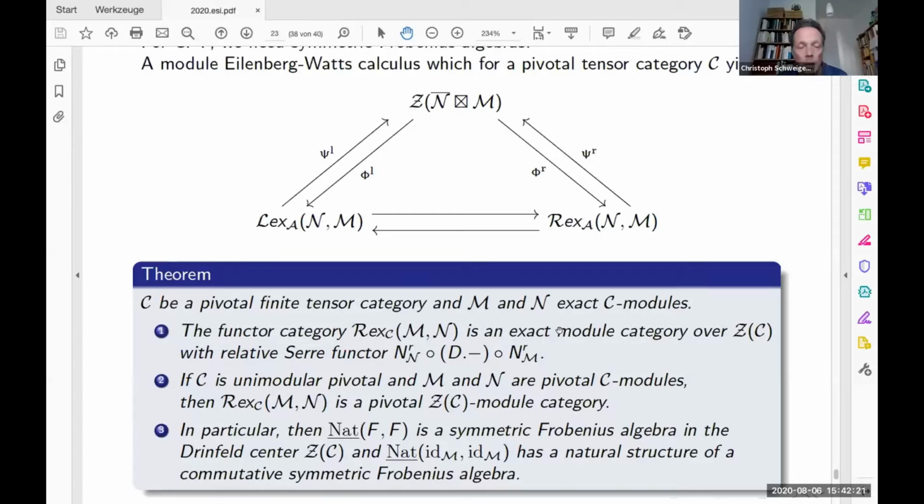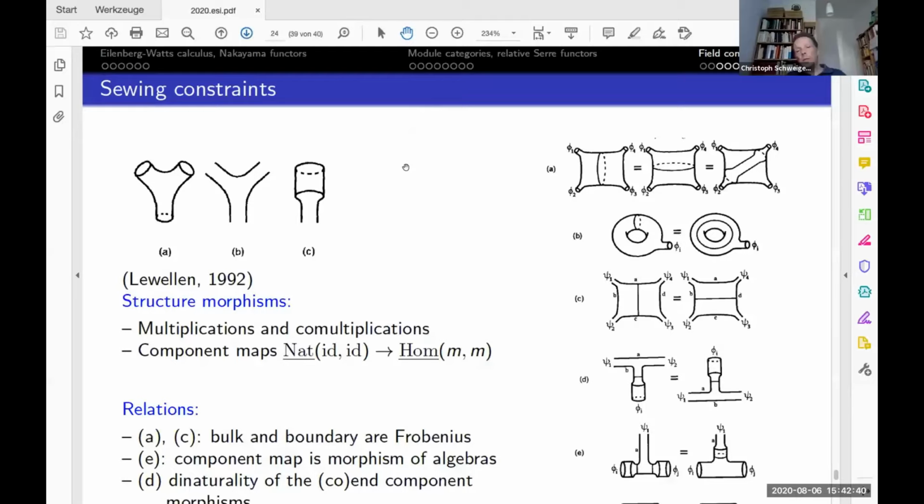And once you get used to these categorical tools, the construction, in my opinion, also becomes more transparent. Okay, so now let's go back to the 92 paper of Lewellen. All these drawings are stolen from Lewellen's paper. Lewellen says that if you want to construct open-closed correlators, and he has a single boundary condition, but that's a minor detail, you have 3 building blocks.